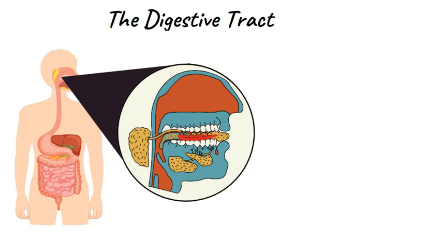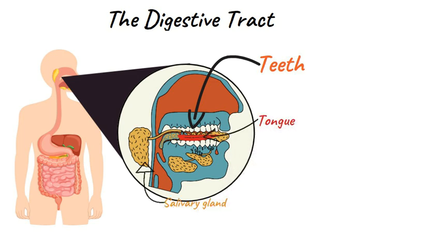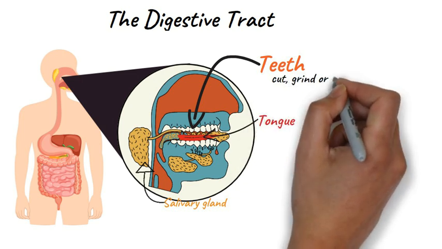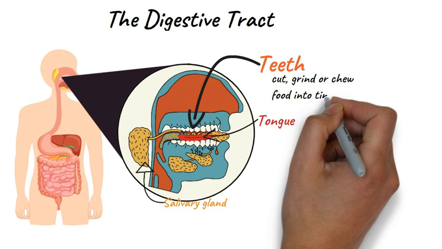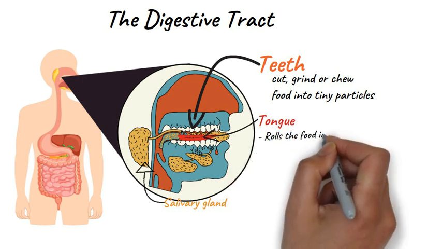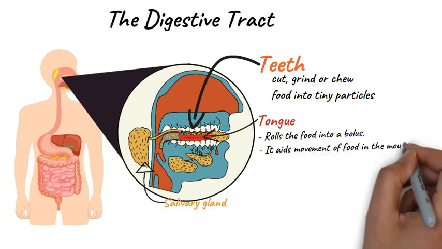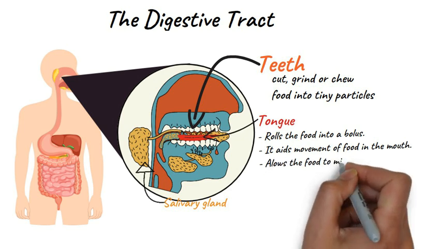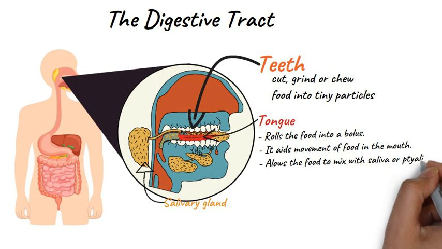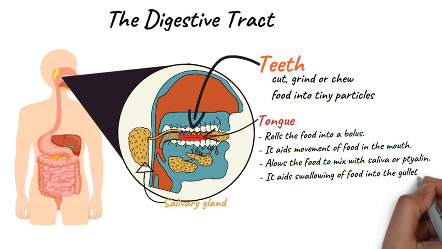The mouth is the start of the alimentary canal. It contains the teeth, the salivary gland, and the tongue. The teeth are used to cut, grind, or chew food into tiny particles, which makes it ready for the action of enzymes. The tongue rolls food into a bolus and it aids the movement of food in the mouth. It also allows the food to mix with saliva or Ptyalin. It aids in swallowing of food into the gullet or the esophagus.